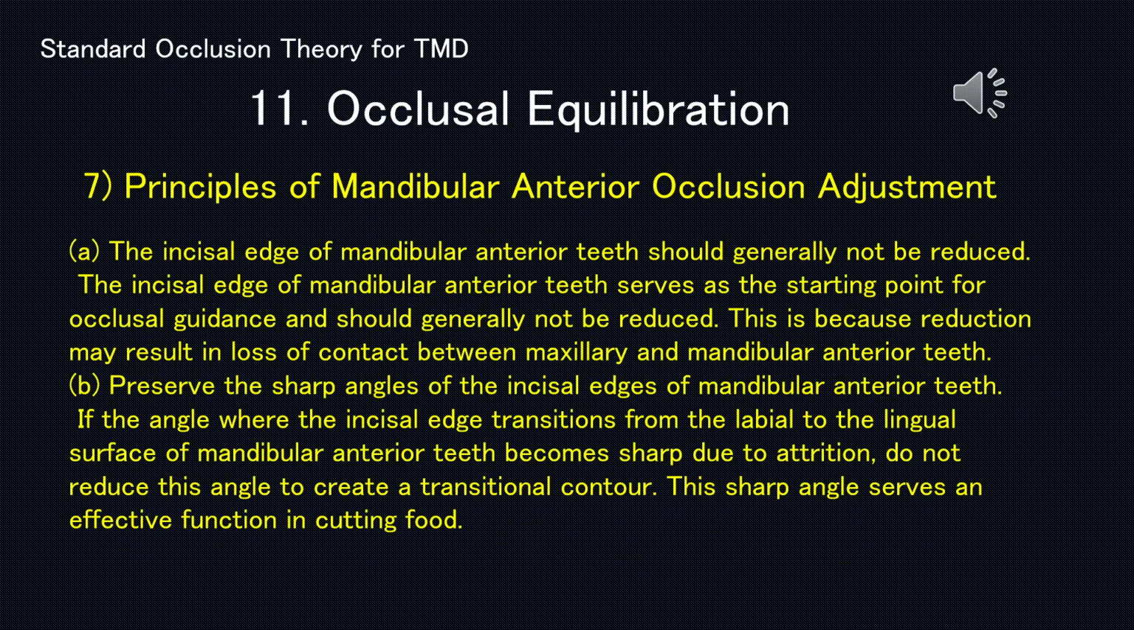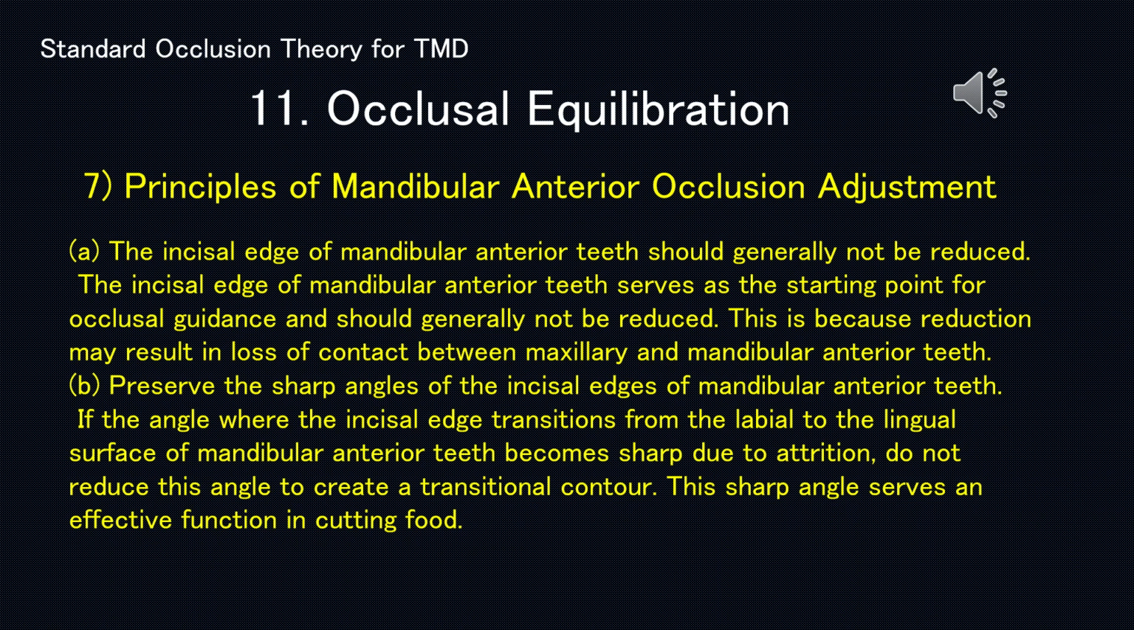7. Principles of mandibular anterior occlusion adjustment. A. The incisal edge of mandibular anterior teeth should generally not be reduced. The incisal edge of mandibular anterior teeth serves as the starting point for occlusal guidance and should generally not be reduced. This is because reduction may result in loss of contact between maxillary and mandibular anterior teeth.